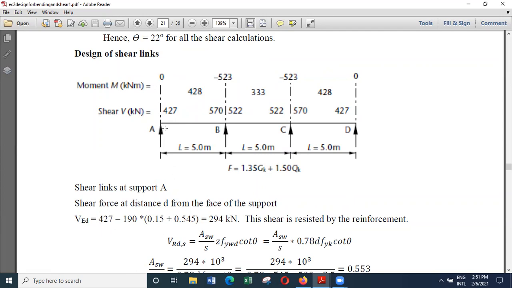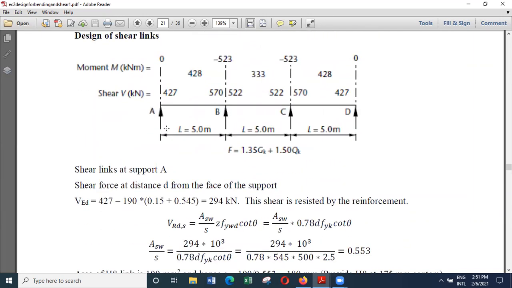So the distance to the face of the support is 0.15 and depth to the neutral axis is 545. Once you add those two and then consider the downward force within that region, you can find the shear force at a distance d away from the face of the support. So the shear force at a distance d away from the face of the support is equal to 427 minus 190 multiplied by this distance. So you get 294 kilonewtons. And we need to resist 294 kilonewtons.